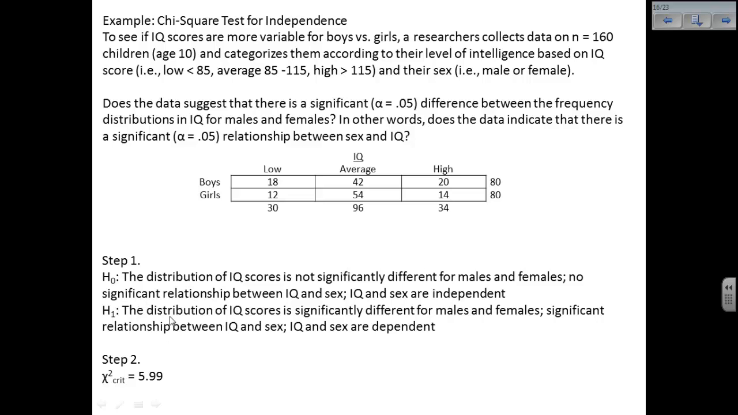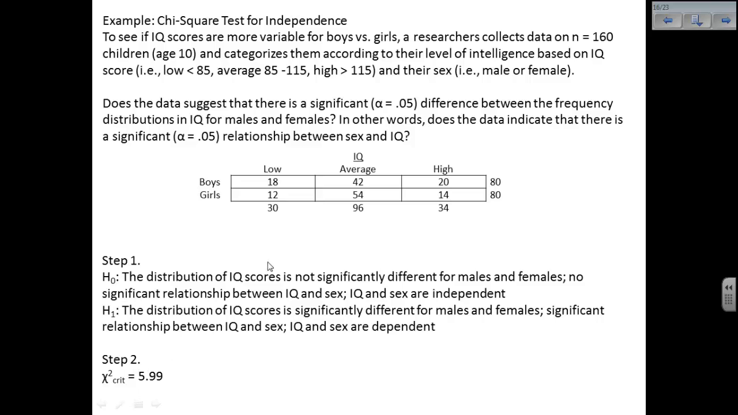Then the alternative, the distribution of IQ scores is significantly different for males and females. The null says it's not significantly different. The alternative says it is significantly different. The alternative could also be stated as there's a significant relationship between IQ and sex, or IQ and sex are dependent. Whatever way you want to go about stating this, I am totally fine with, but I prefer the significant relationship between IQ and sex route because it's very familiar. It's something that we were doing for correlation as well. It makes sense to me.